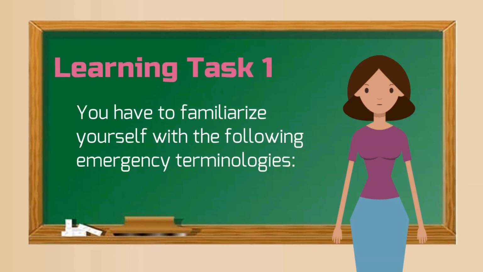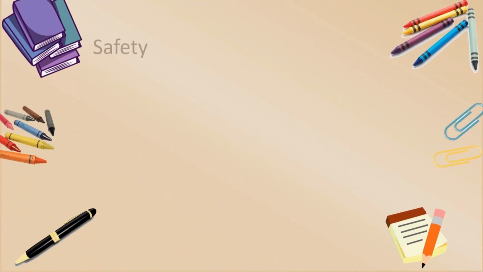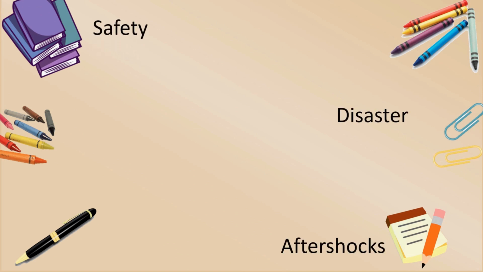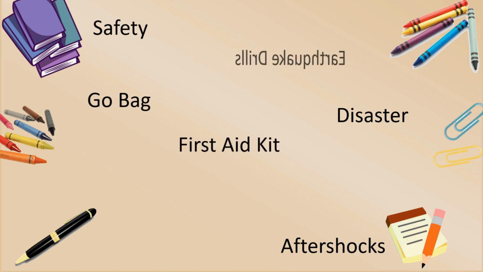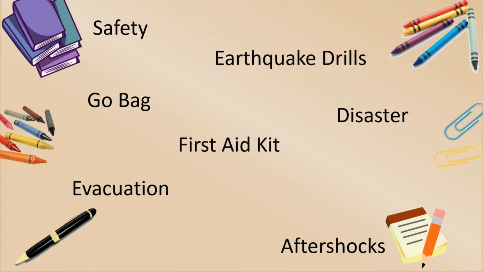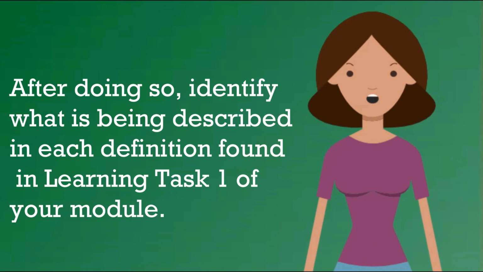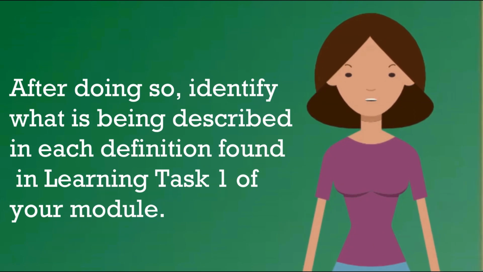Learning Task 1. You have to familiarize yourself with the following emergency terminologies: safety, disaster, aftershocks, go bag, first aid kit, earthquake drills, evacuation, earthquake preparedness. After doing so, identify what is being described in each definition found in Learning Task 1 of your module.